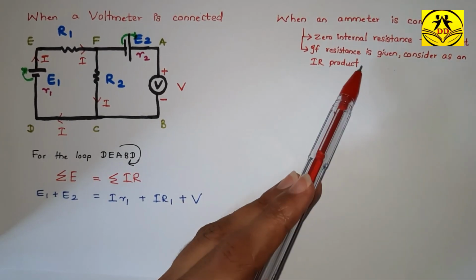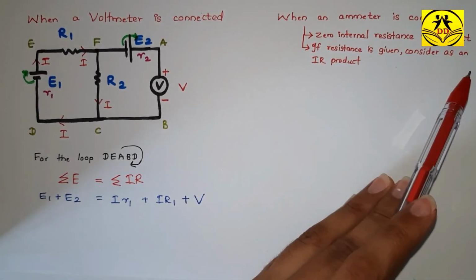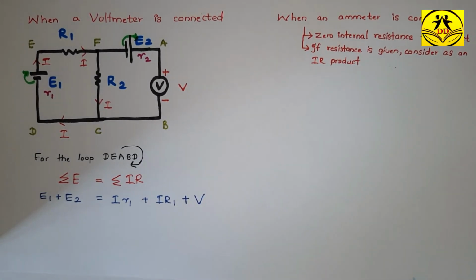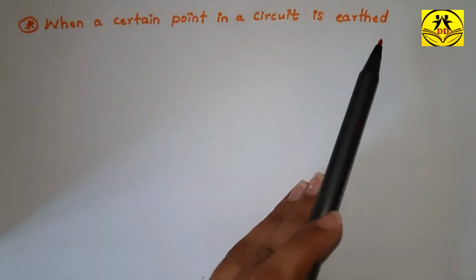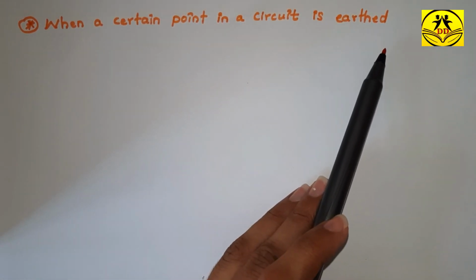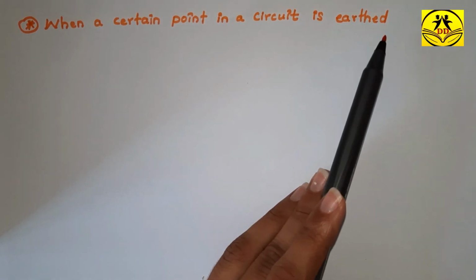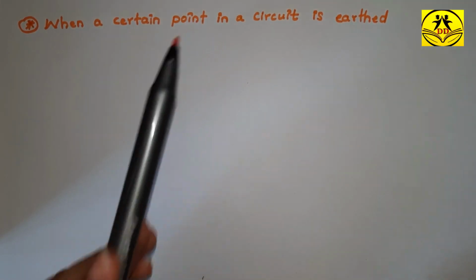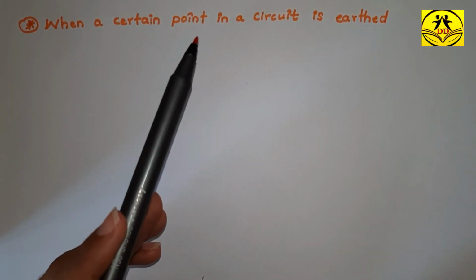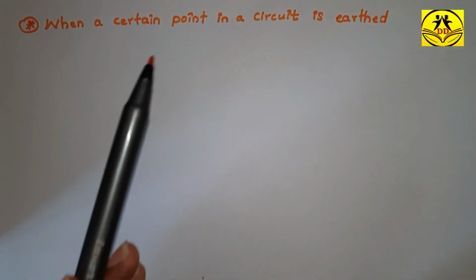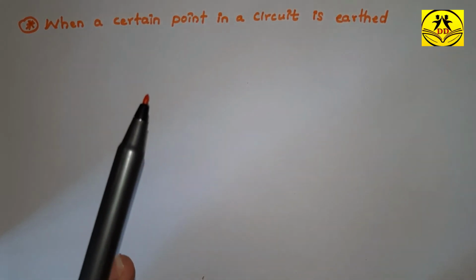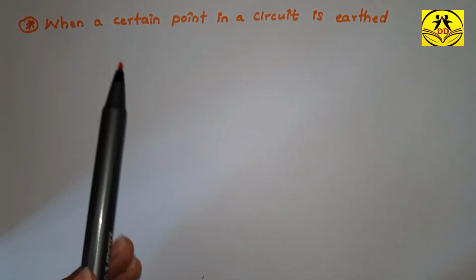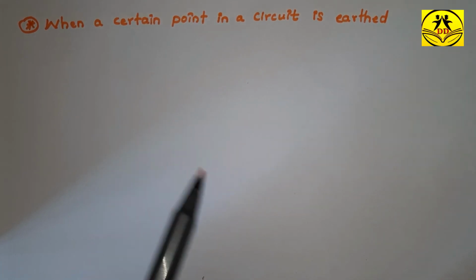So this is how you summarize it. Zero internal resistance has no effect. If the resistance is given, it is considered as an IR product. Another very important fact you should know is what happens when a certain point in a circuit is earthed. When a certain point is earthed, the potential of that point becomes 0. Nothing happens to the current. That's a place where most children get confused. So you should remember there's no current flow to the earth from that point.